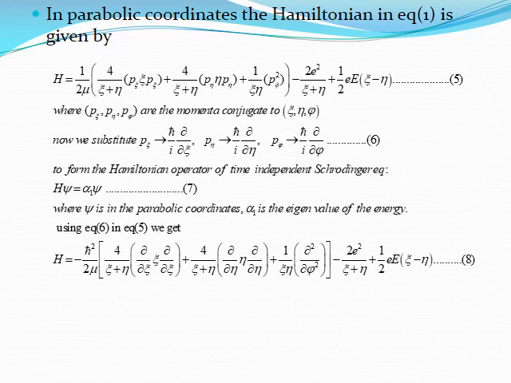Now using equation 6 in equation 5, we will get H = −ħ²/(2μ) [ (4/(ξ+η)) ∂/∂ξ ξ ∂/∂ξ + (4/(ξ+η)) ∂/∂η η ∂/∂η + (1/(ξη)) ∂²/∂φ² ] − 2e²/(ξ+η) + (1/2) eE (ξ − η). Equation number 8.